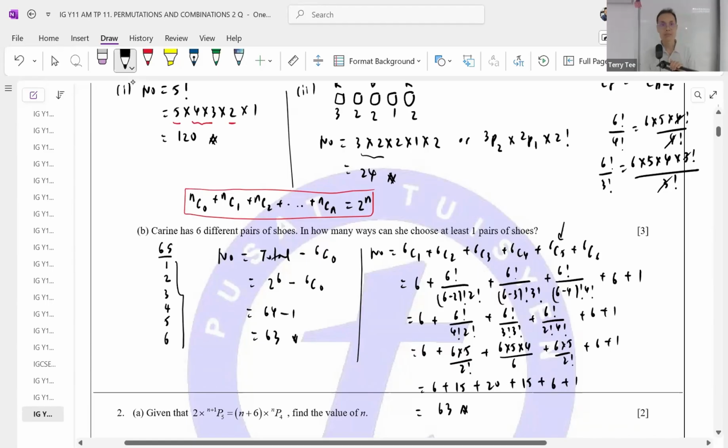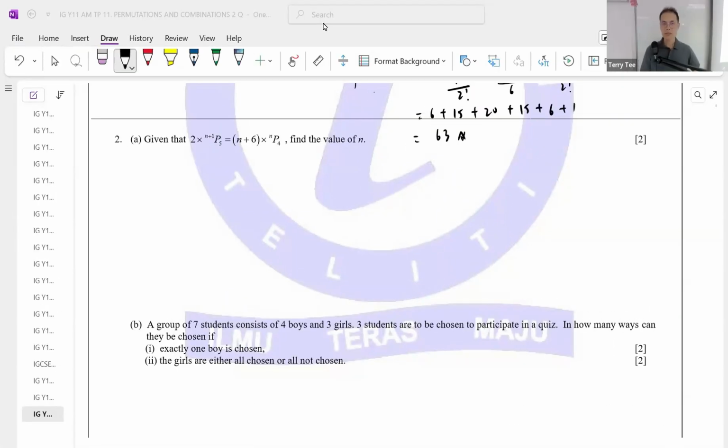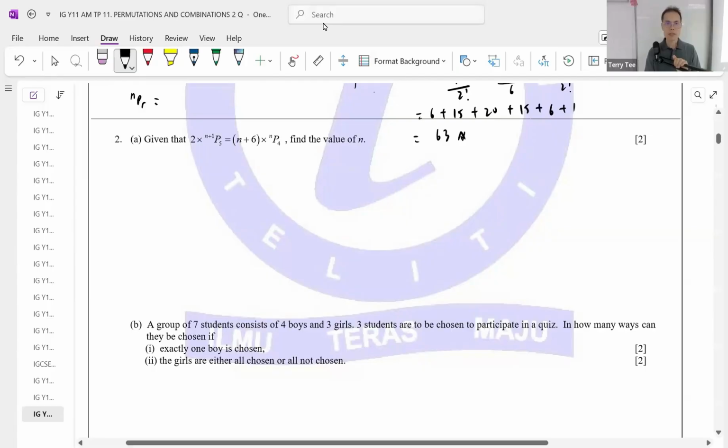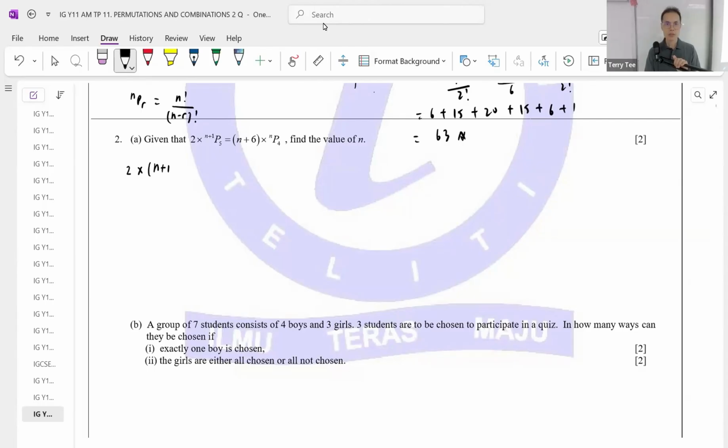Total minus is a lot easier. So let's begin with this. 2 times (n plus 1)P5 is (n plus 6) times nP4. So find the n. The first thing is the formula for nPr, as we know. nPr is n factorial divided by (n minus r) factorial. So in this case, we get 2 times (n plus 1) factorial divided by (n plus 1 minus 5) factorial, and that is equal to (n plus 6) followed by n factorial divided by (n minus 4) factorial.